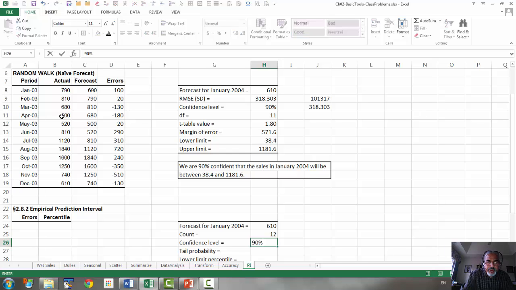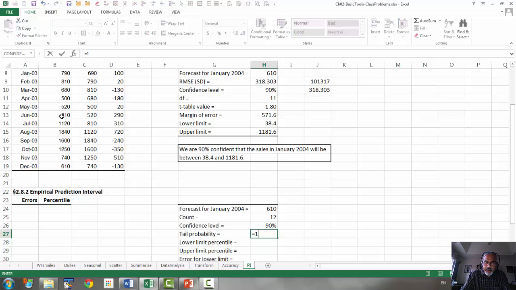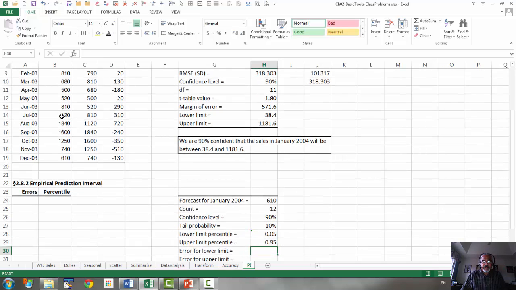The confidence level is 90%. So that means the tail probability in total is 10%. Half of that would be the lower tail, so that divided by 2 is our 5% over here, and then 1 minus that would be the upper cumulative percentage. So 5% and 95% are the two tail areas: 5% here and 95% on the other side.